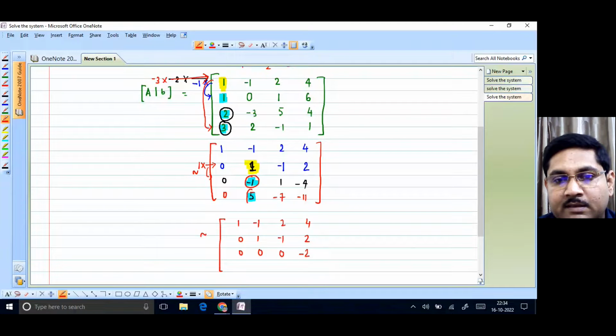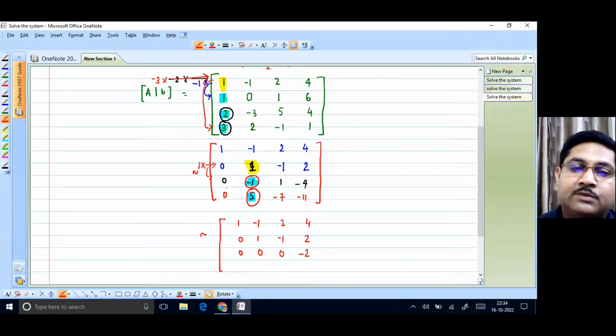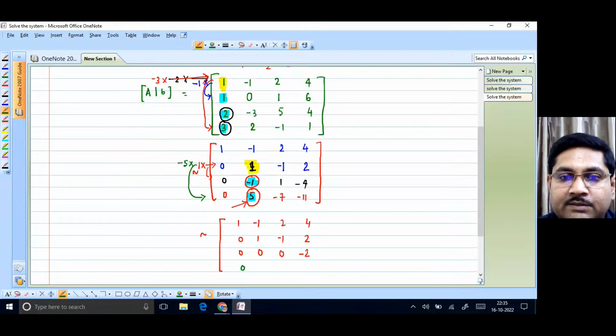Next, I want to make the entry here 0. So what is the entry here? The entry here is 5. So I will multiply minus 5 to the second row and add it to the last row. So I will get here 0, minus 5 plus 5 is 0, and 5 minus 7 is minus 2, and here minus 5 into 2 is minus 10, minus 11, minus 21. So I am getting this.